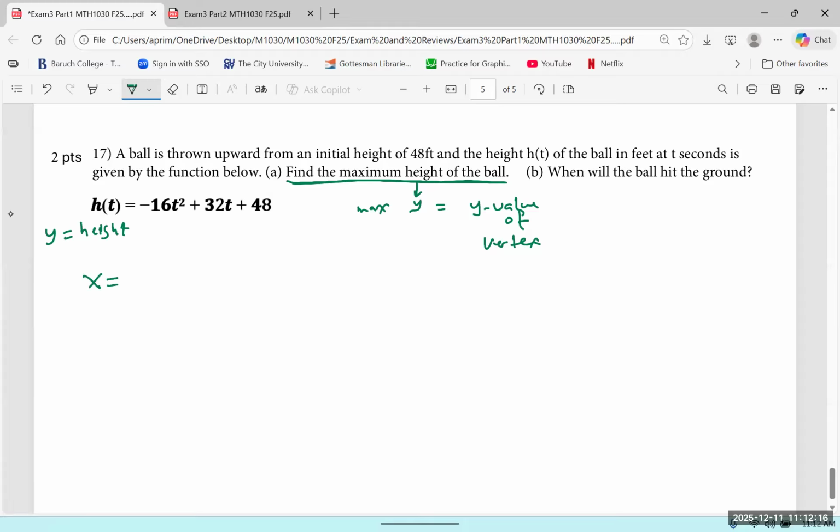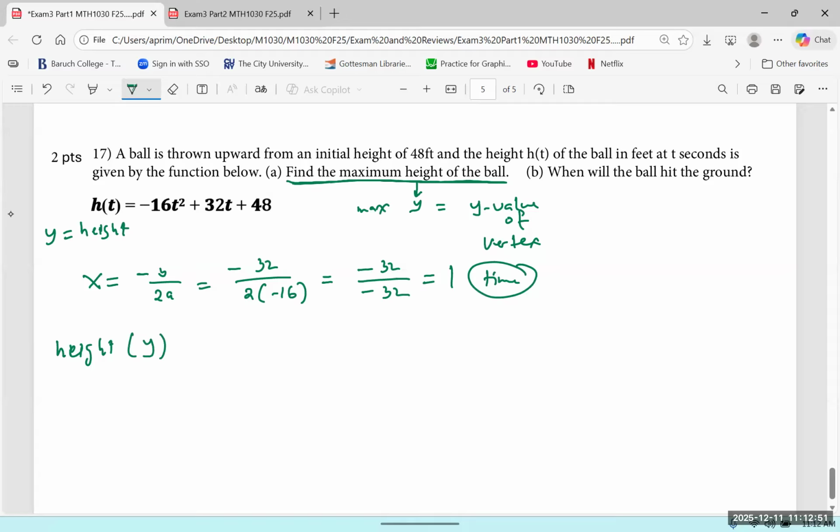So first, you need to find the x value before you find the y value. Our x value is negative b over 2a. So it's negative 32 over 2 times negative 16. So we have negative 32 divided by negative 32. So 1. But we cannot stop here because they're not looking for the time. This is time. 1 second. They are looking for what is the maximum height. So the height means the y value, which you get when you substitute this into the equation.